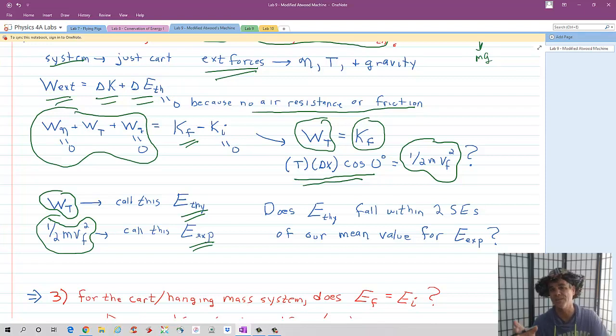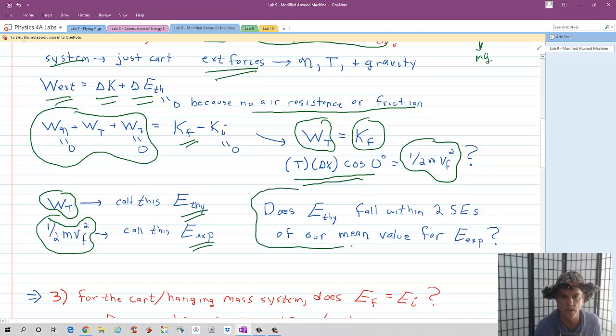So for each of those 10 trials, you're going to calculate the final kinetic energy. Then you're going to have 10 different energies. You're going to get the average, the standard deviation, and the standard error. And then basically answer, is our theoretical and experimental energies consistent?